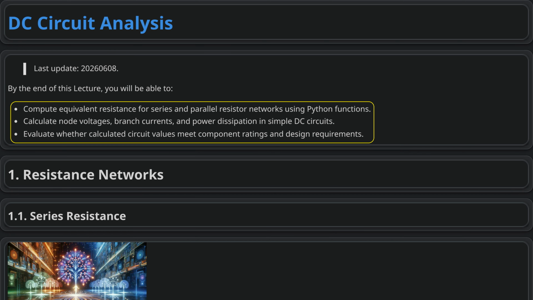By the end of this lecture, you will be able to compute equivalent resistance for series and parallel resistor networks using Python functions, calculate node voltages, branch currents, and power dissipation in simple DC circuits, and evaluate whether calculated circuit values meet component ratings and design requirements.